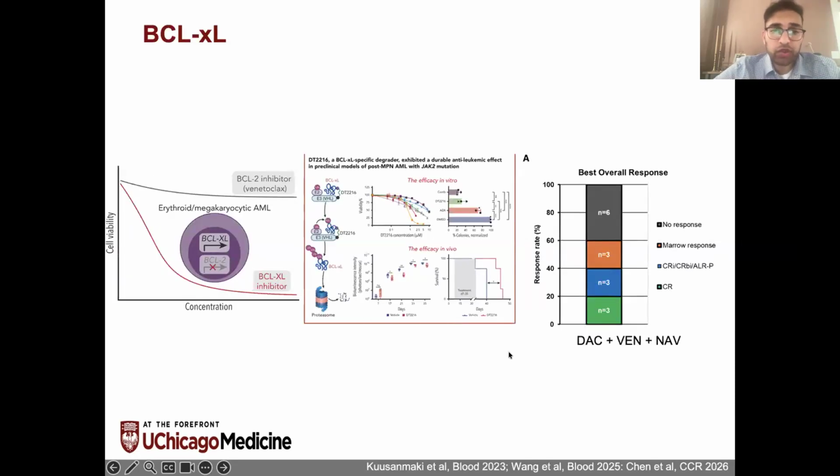Another intriguing target is one called BCL-XL. So there's an early phase study looking at a BCL-XL inhibitor called navitoclax combined with decitabine and venetoclax that has shown some benefit. And there are several other BCL-XL directed drugs that are in development and hopefully will be specifically looked at in patients with accelerated and blast phase MPNs.